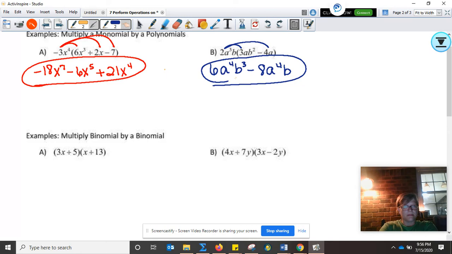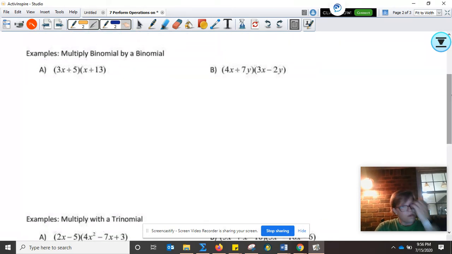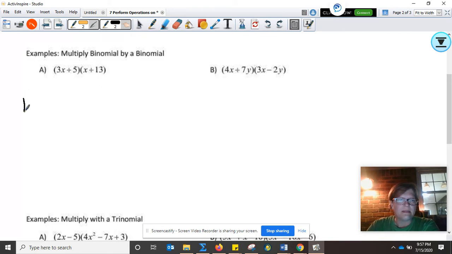All right, so now when we multiply a binomial by a binomial, I've seen these done several different ways. You can distribute, or you can use the box method. I kind of like to use the box method. What I mean by the box method is I'm going to draw a cute little box here. As it's a binomial times a binomial, it's 2 by 2. So that's what I'm going to make it.